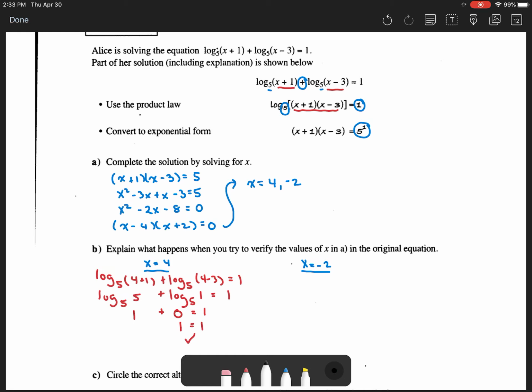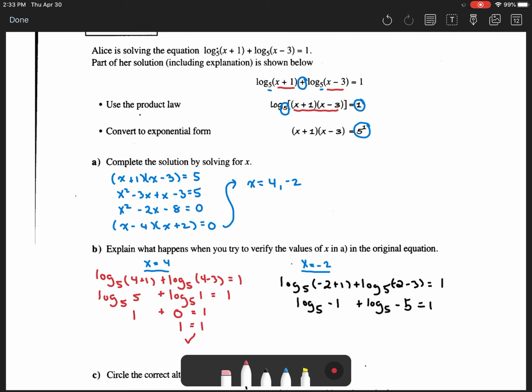Now I deal with x equaling -2, and I do the same thing. I take my original equation and substitute in -2. So this is -2 plus 1 plus log base 5 of -2 minus 3, and that should equal 1. So this simplifies to log base 5 of -1 plus log base 5 of -2 minus 3, which is also negative. It would be -5, equals 1.